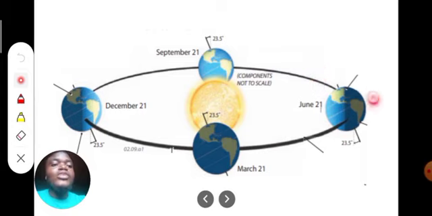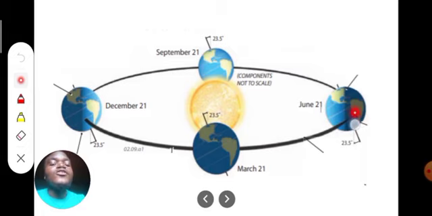If we come to the opposite position, which is in June, we notice that the northern hemisphere is rather tilted towards the Sun. This is when the Sun is overhead at the Tropic of Cancer in the northern hemisphere. Because of this, the northern hemisphere in June is more heated and warmer than the southern hemisphere, which is tilted away from the Sun.